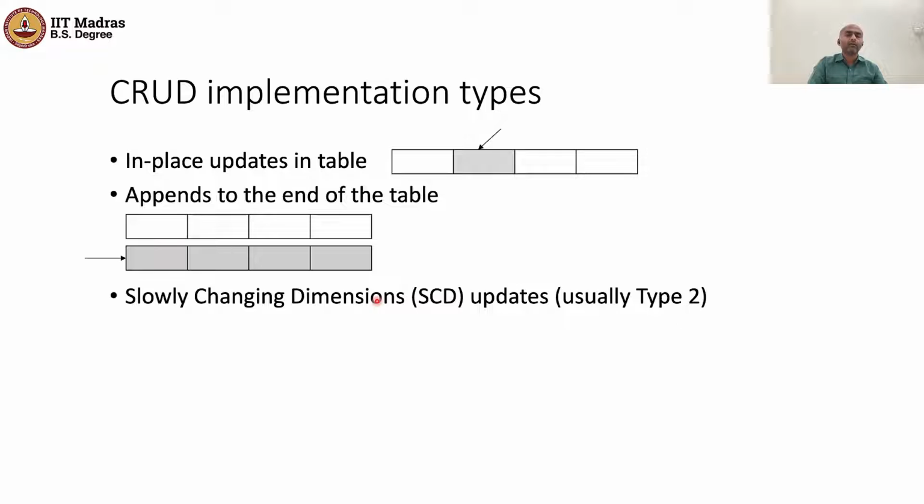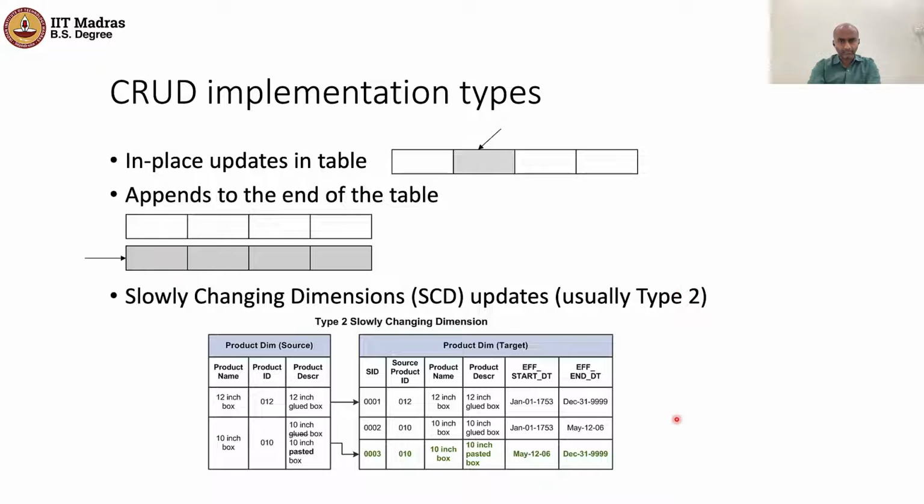How do you record the update in a slowly changing dimension? There are multiple ways in which to do it. The most common way is what's called as type 2. I'll explain this now. So let's take this specific example of a product, right? This specific product table or product dimension has 3 columns: product name, ID, and description.